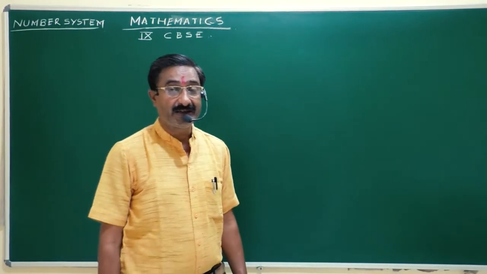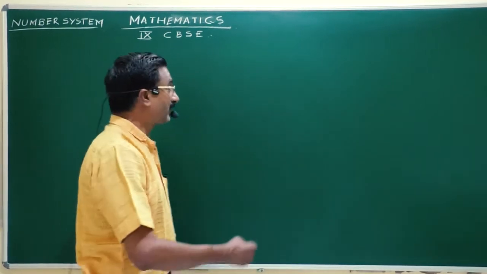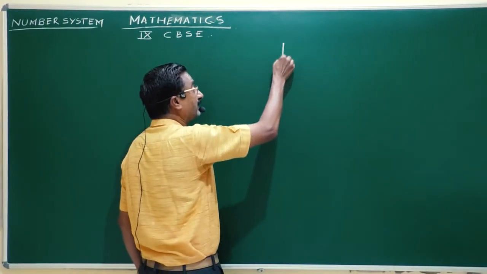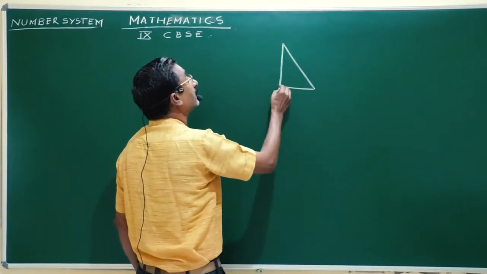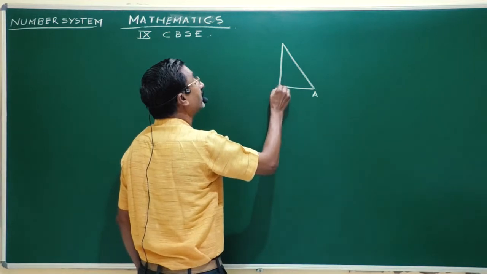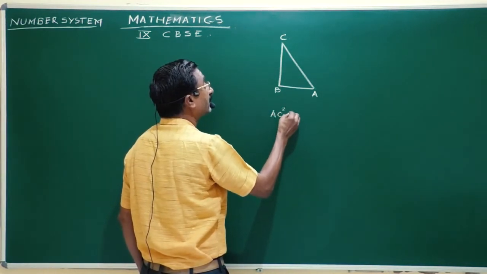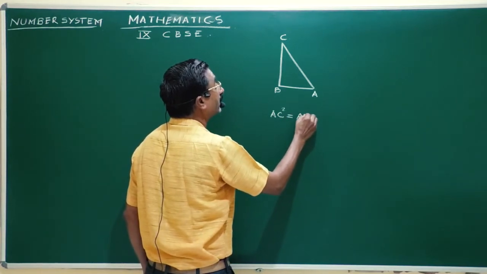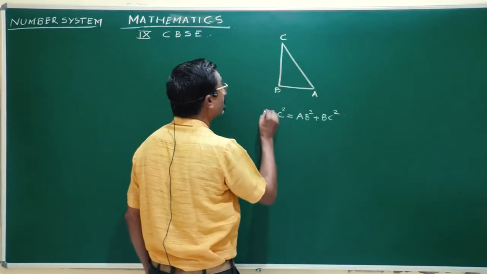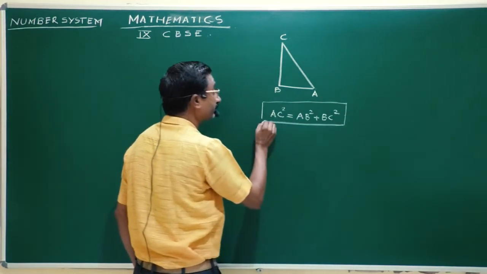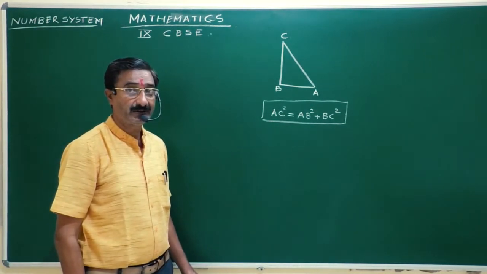Yesterday at the end, I discussed the Pythagoras theorem. Again I am repeating that, there is a right angle triangle A, B, C. AC square is equal to AB square plus BC square. This is the Pythagoras theorem. Clear? Is it okay?